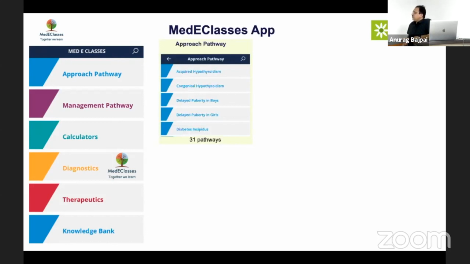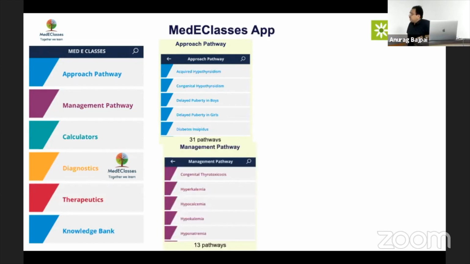We have 31 approach pathways, which basically cover every condition that you will encounter as a pediatric endocrinologist. We have around 13 management pathways which cover the various possibilities. And when you talk about these pathways, they actually look simple when you solve them, but they are actually very complicated algorithms. There are various weightages given to different situations, so that we select the lowest resources required to reach a diagnosis.